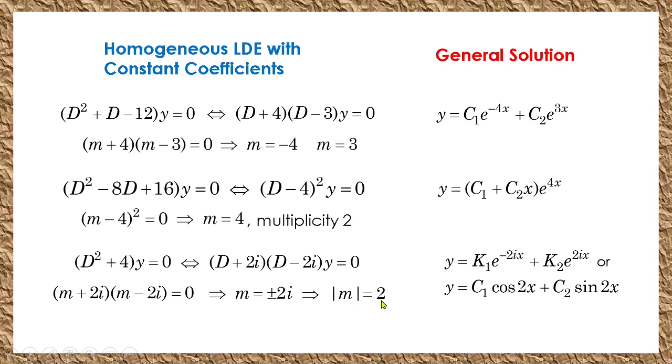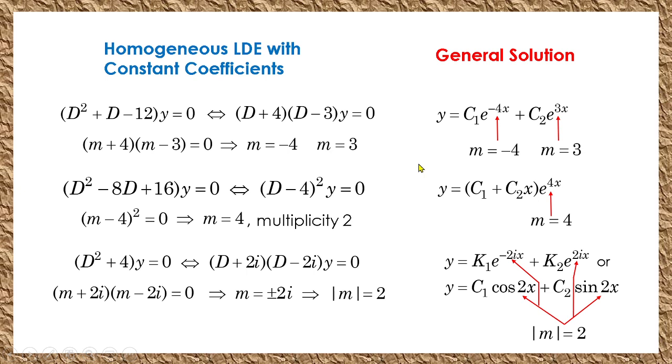For instance, the modulus of 2 plus i is the square root of 2 squared, that is 4, plus 1, so square root of 5. That is the modulus of 2 plus i. Okay?